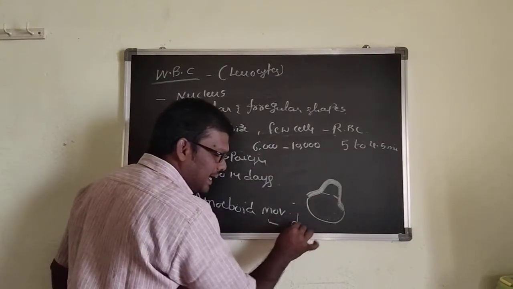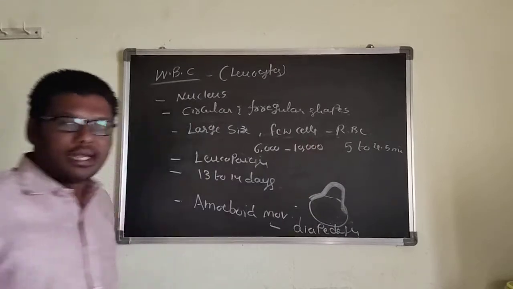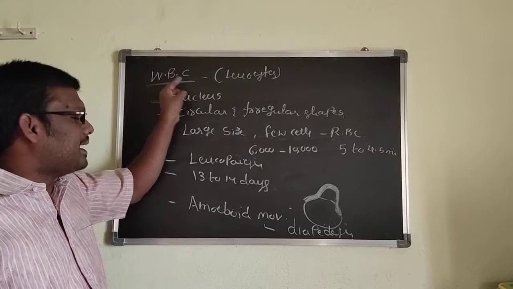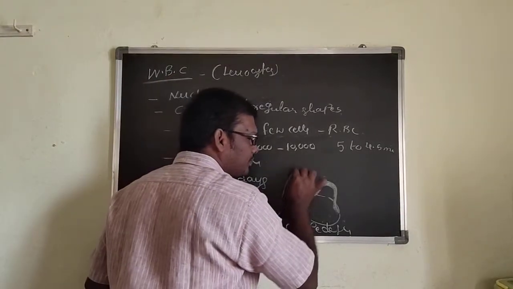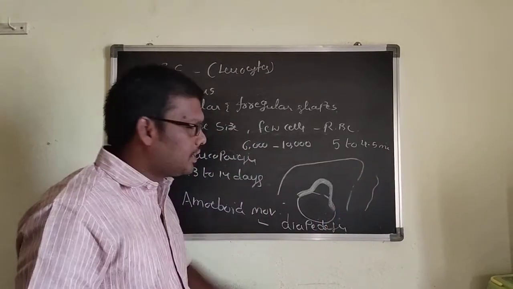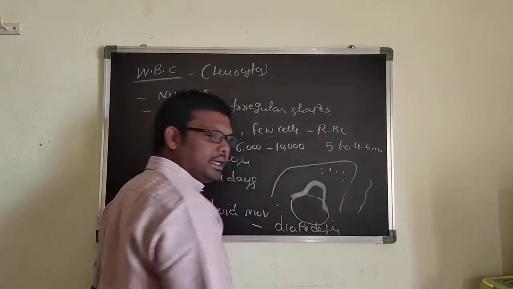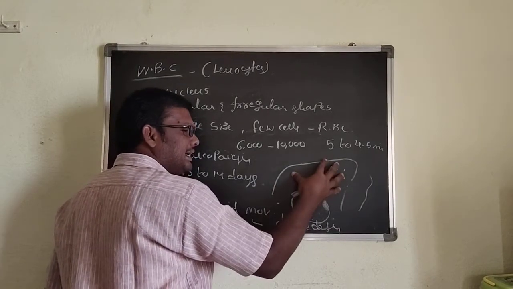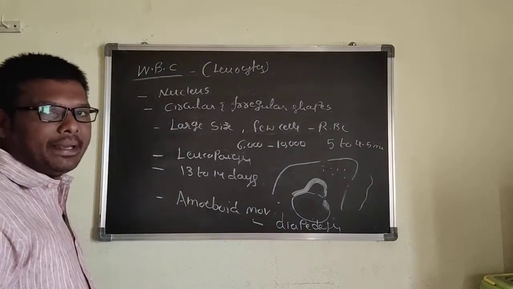That is called diapedesis. What is diapedesis? The amoeboid movement shown by the white blood cells is called diapedesis. What is its use? Now, this is the extravascular tissue, extravascular system. Suppose any foreign particles enter here, by using this diapedesis movement, it can engulf these foreign particles. That is the use of diapedesis.